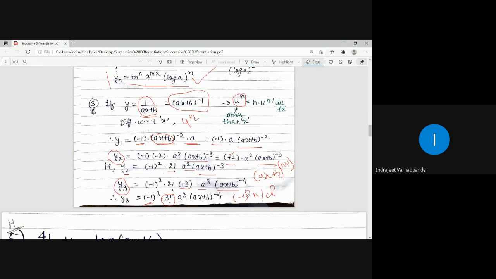Got the formula? So how will you write down the final answer? What will I write now? Since it is alternate plus minus, minus 1 to the power n. When n is even, it will be plus. When it is odd, it is minus. N factorial a to the power n and ax plus b to the power minus of n plus 1. Clear?